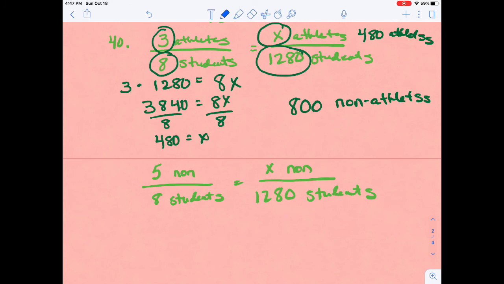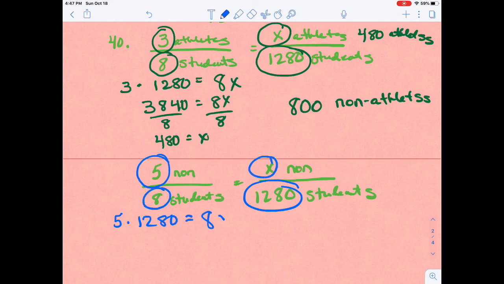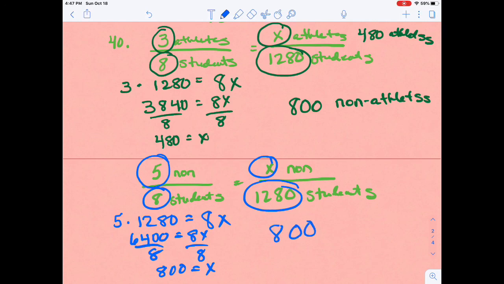Let's go down here and solve this one. 5 times 1280 equals 8 times x. 5 times 1280 is 6,400. Divide that by 8. And I get 800 equals x. And in this case, it's 800 non-athletes.